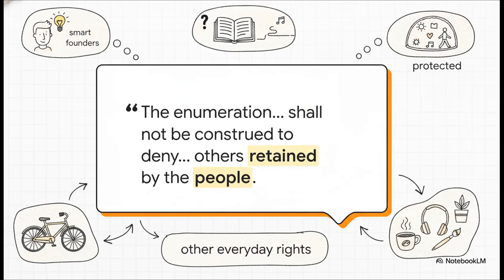Finally, we have the Ninth Amendment. The founders were incredibly smart. They knew there was no way they could possibly list every single right a person has. So they included the Ninth Amendment to clearly state that just because a right isn't explicitly listed or enumerated in the Constitution doesn't mean you don't have it. It protects all those other everyday rights retained by the people.